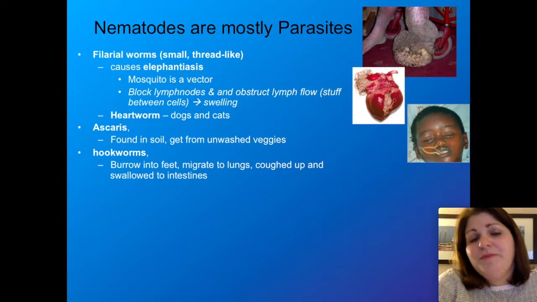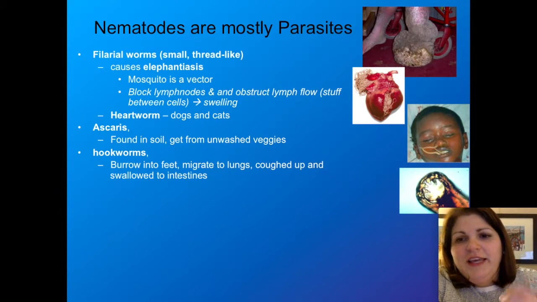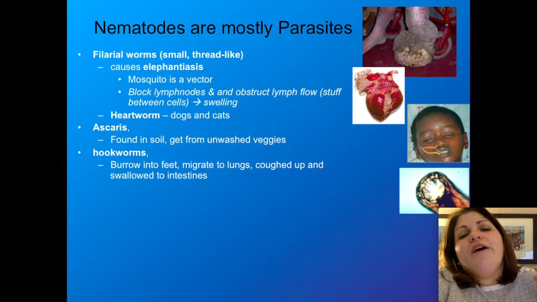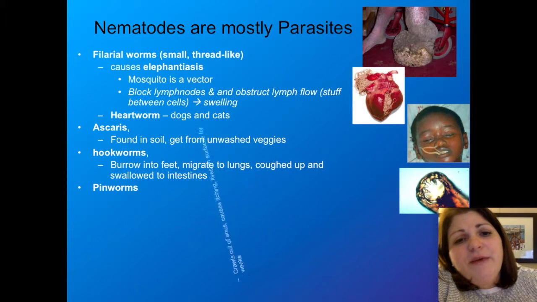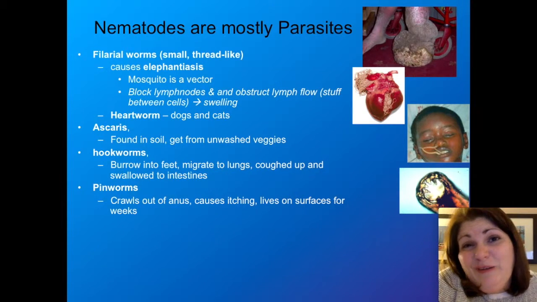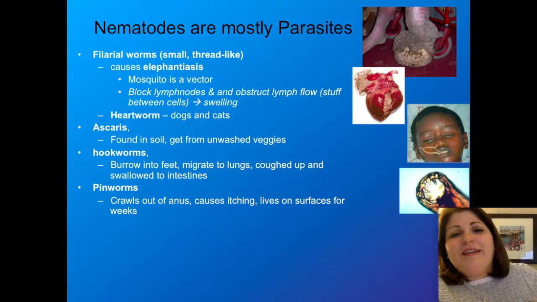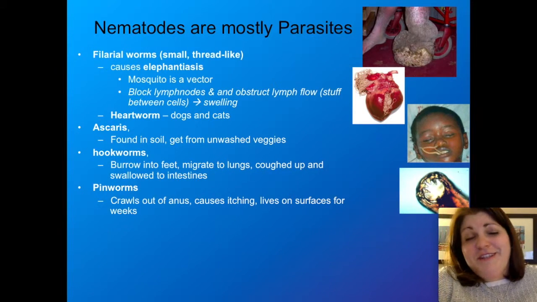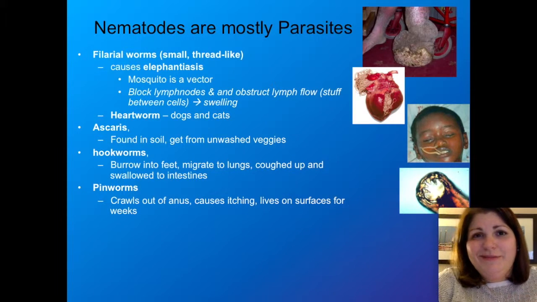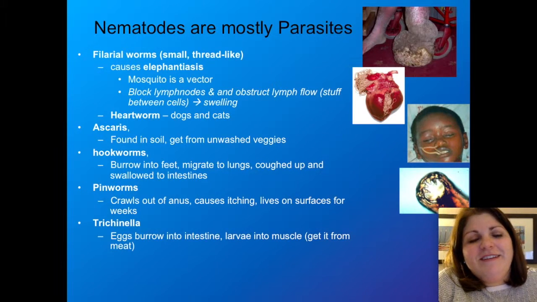Hookworms are another. Hookworms burrow into your feet. As their name implies, they have a hook-like structure on their mouth. Hookworms can be bad because they can migrate to your lungs, and then you can cough them up and get them into your intestines. Pinworms are, I'm sorry to say, really gross. Pinworms will actually crawl out of your anus. It causes itching, people scratch, and then it spreads. And so they can live on surfaces for a good long while, so make sure you're clean, especially in public places. Trichinella is another one that's a little gross.